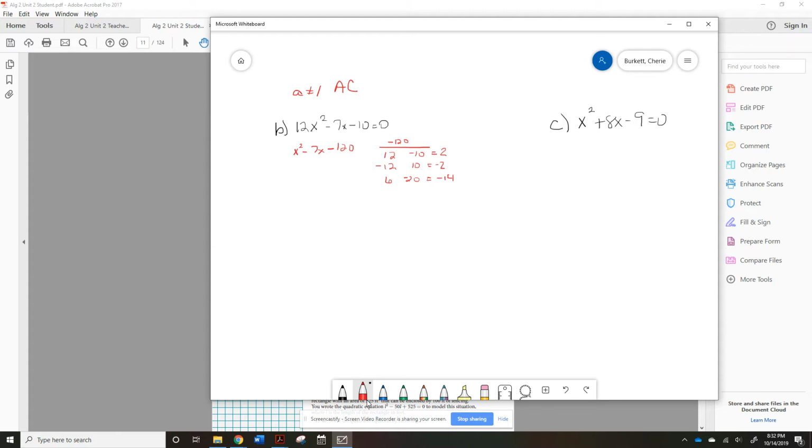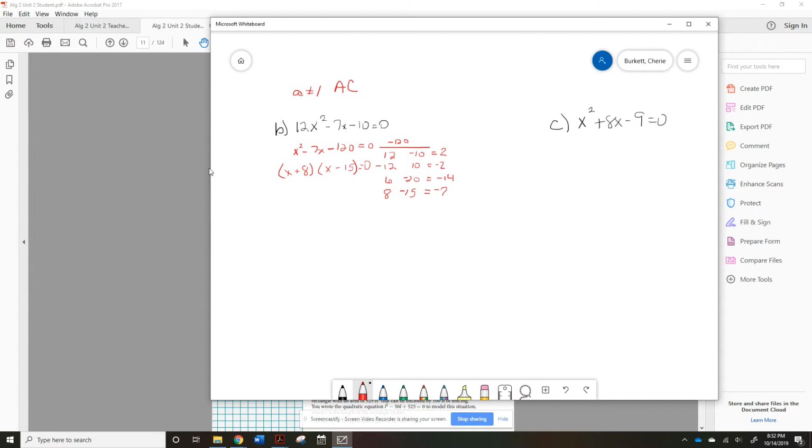So let's try 8 times 15. 8 times 15 is going to give me 120. I need it to be negative, though, so I'll make this negative. Then those are going to combine together to give me a negative 7, which is exactly what I need. So that means that this factors, notice I'm doing it the same way. I do need to keep my equal 0. This gets an X, this gets an X, this gets a positive 8, and this gets a negative 15.